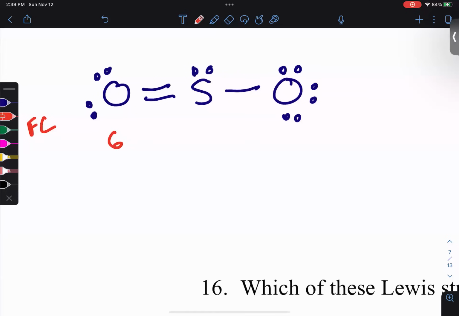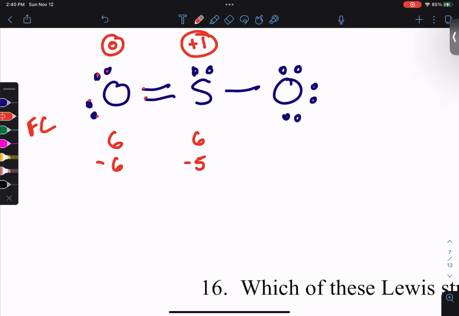Oxygen typically wants 6 electrons. In this structure, how many electrons does that oxygen have? 1, 2, 3, 4, 5, 6. So 6 minus 6. So that oxygen has a 0 formal charge. Is that good? Yeah, that's good. But now let's look at the sulfur. Sulfur typically has how many valence electrons? 6. But how many electrons are assigned to that sulfur? Only 5. So the formal charge on that sulfur is +1. Is that good? No, that's not preferred.